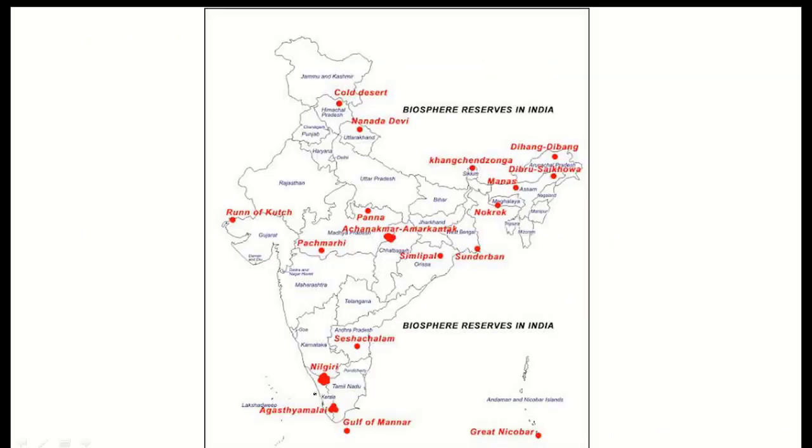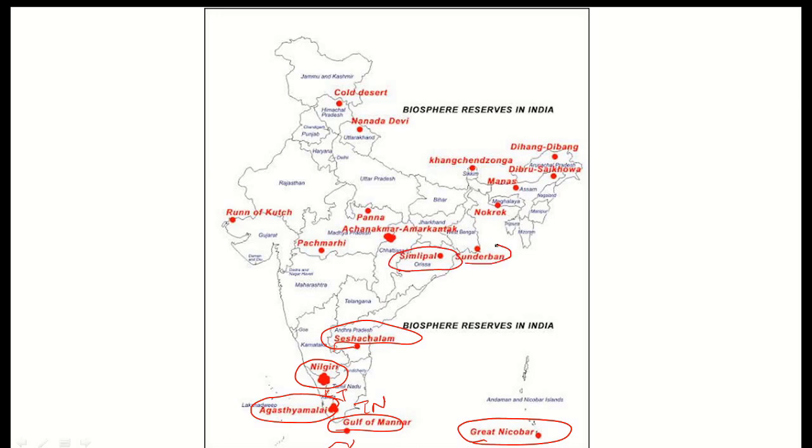We'll discuss once again. Nilgiri Biosphere Reserve between Karnataka, Kerala and Tamil Nadu. Agasthyamalai between Kerala and Tamil Nadu. Gulf of Mannar in Tamil Nadu. Great Nicobar in Andaman and Nicobar. Sheshachalam in Andhra Pradesh. Simplipal, Odisha. Sundarban, West Bengal. Achanakmar Amarkantak Biosphere Reserve, which is in between Madhya Pradesh and Chhattisgarh.